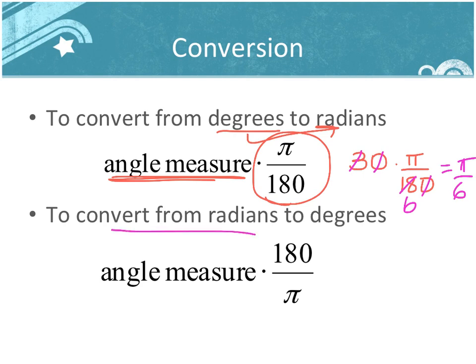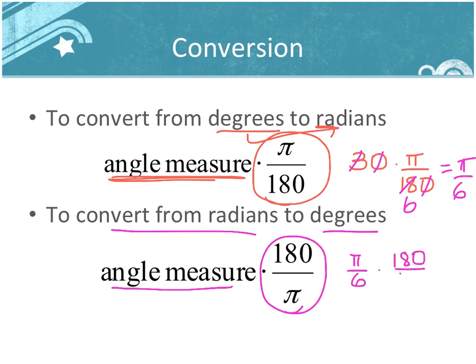Converting from radians to degrees, back the other way, I take the angle measurement, which is in radians, and multiply it times 180 over pi. So if I convert this back, if I took that pi over 6 and multiplied it times 180 over pi, the pi's are going to cancel. 6 goes into 180 30 times, and I'm back to degrees.